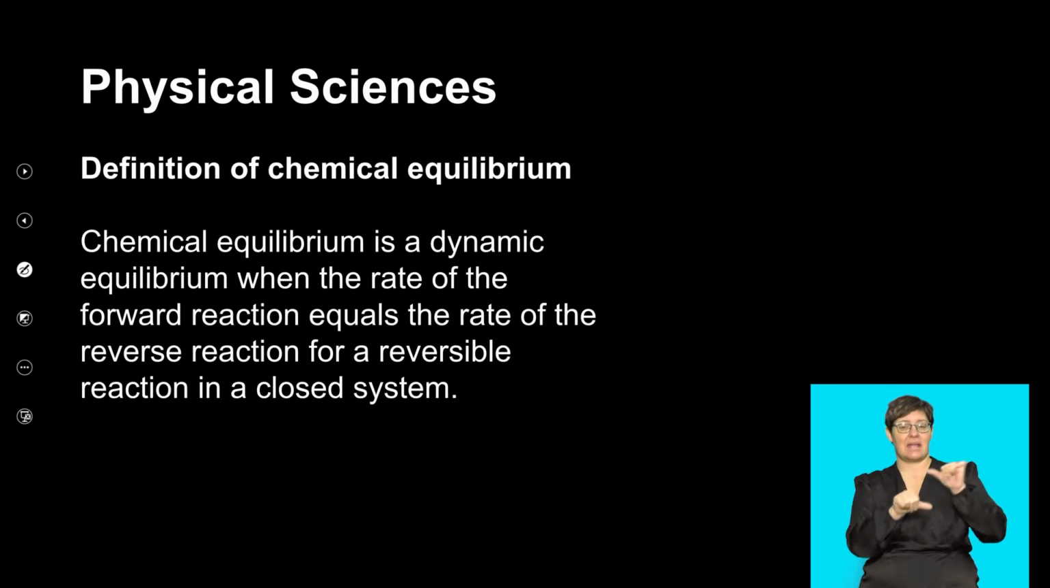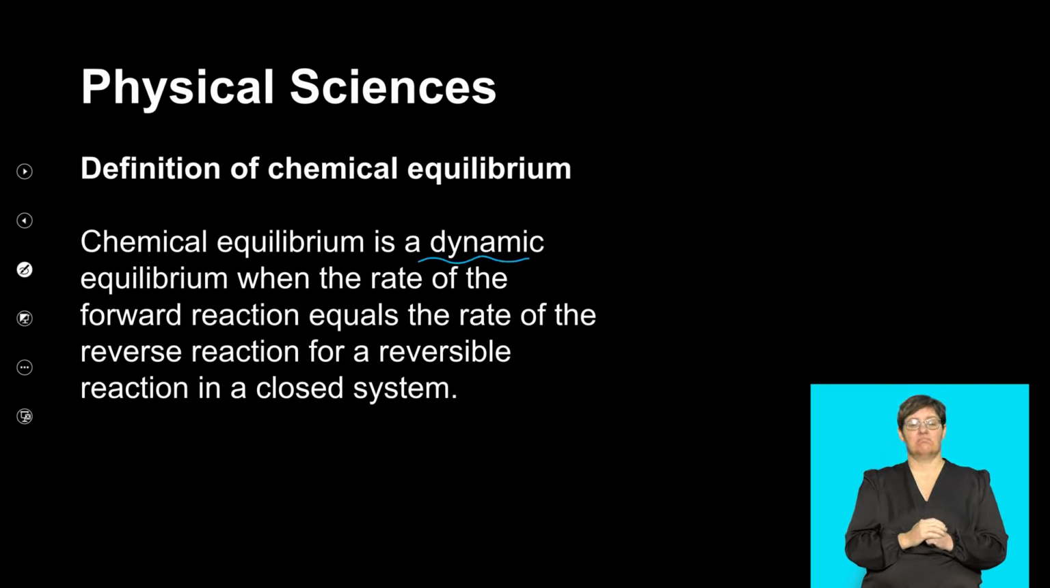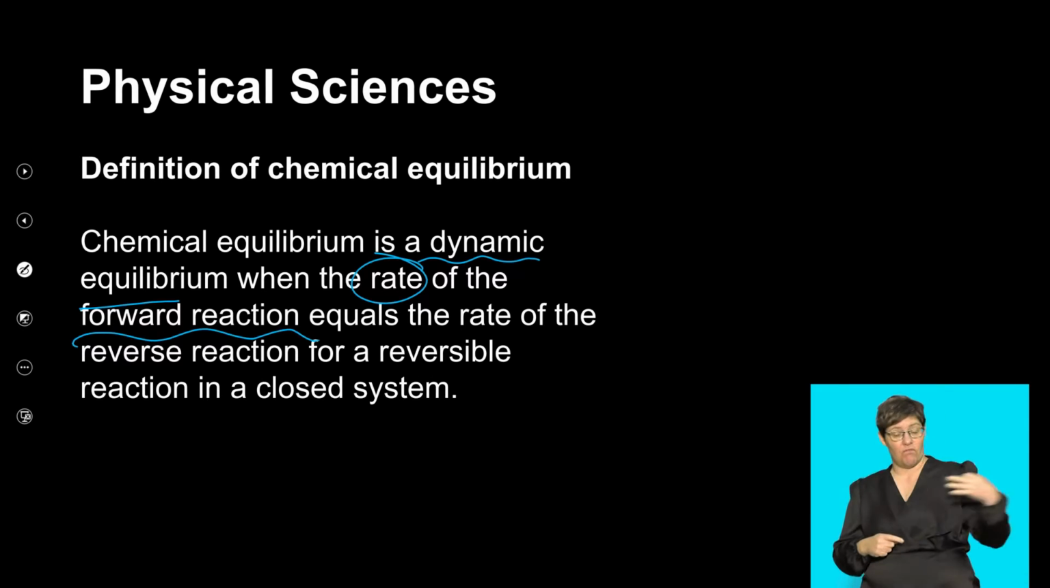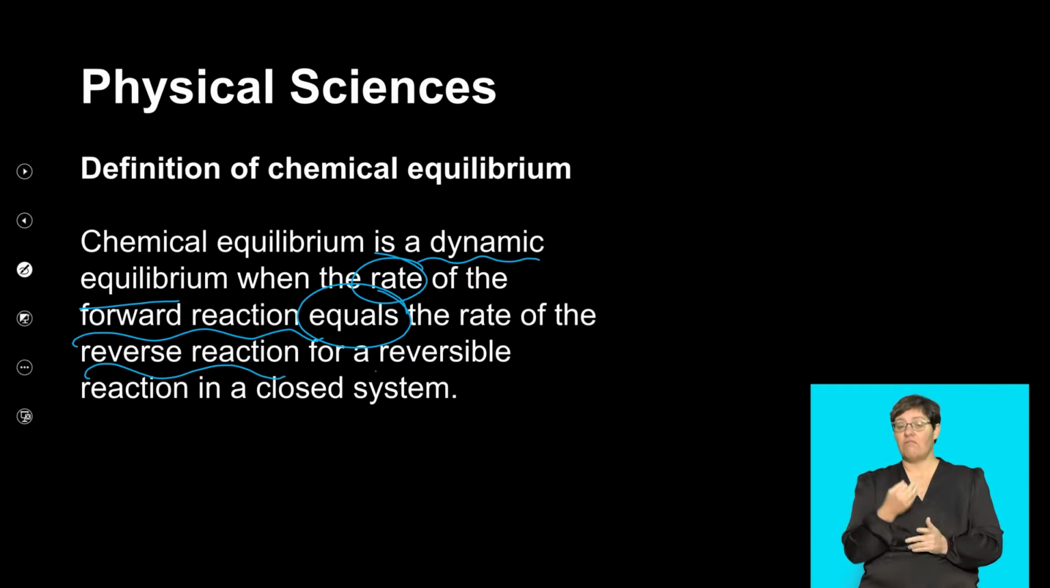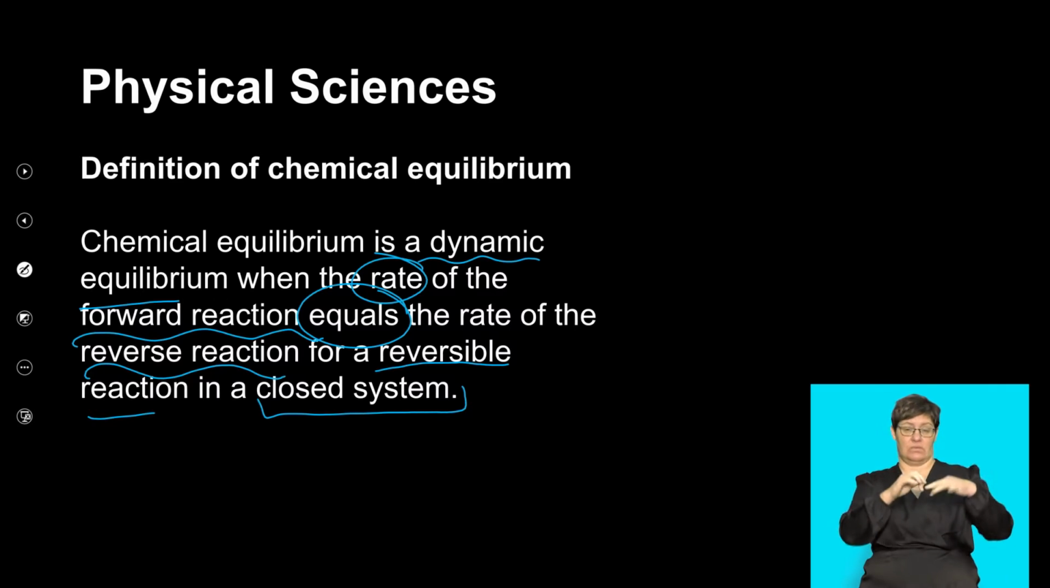The definition of chemical equilibrium, again, just to refresh your memory: it is a dynamic equilibrium when the rate of the forward reaction is equal to the rate of the reverse reaction, for a reversible reaction. And we remember it is in a closed system, which means there's no interaction with the surroundings.